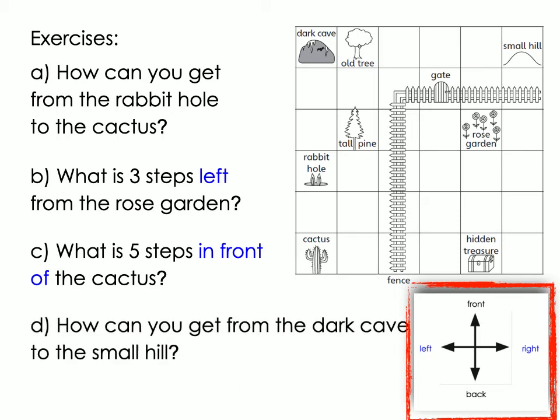Correct. How can you get from the dark cave to the small hill? You will walk to the right. Yeah, how many steps to the right? 5 steps to the right. That is correct.